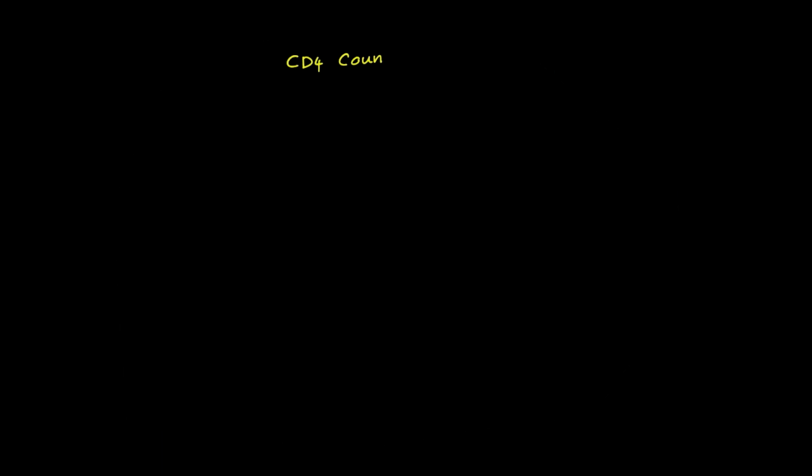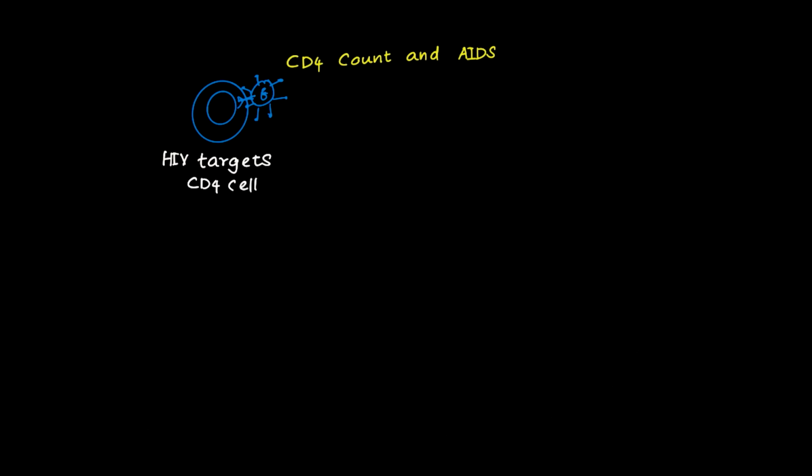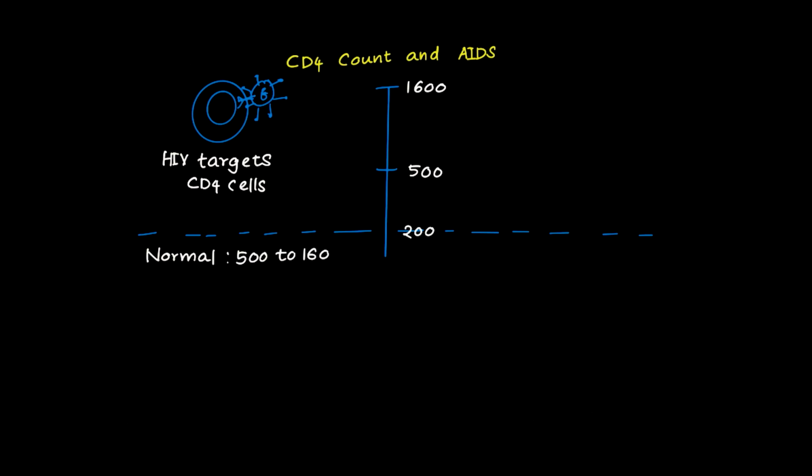CD4 cells are the helpers of the immune system, the T lymphocytes that coordinate most defensive responses. HIV specifically targets and destroys these cells, which is why tracking CD4 count tells you how much immune function is left. A healthy CD4 count sits between 500 and 1600. As HIV progresses untreated, the number drops over months to years. The key cutoff to memorize is 200. Once CD4 falls below 200, the diagnosis officially shifts from HIV to AIDS. Regardless of how the patient looks or feels, this number is not arbitrary.